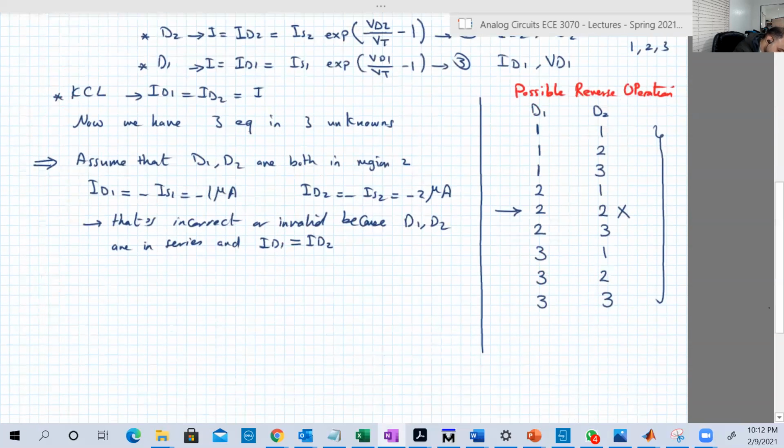Since V input is equal to 90 volt, less than V breakdown 1, which is equal to V breakdown 2, which is 100, we're gonna cancel all the assumptions in which one of them or both are in breakdown. So we're gonna basically reject this assumption, reject this assumption, reject that one as well, and reject that one.